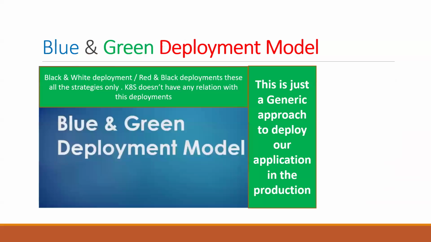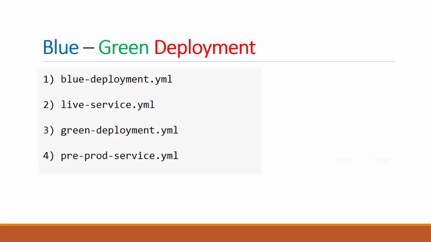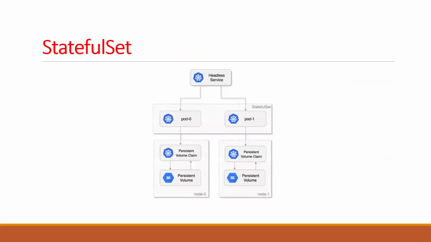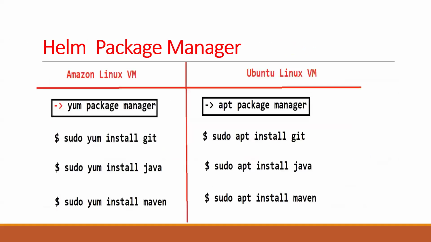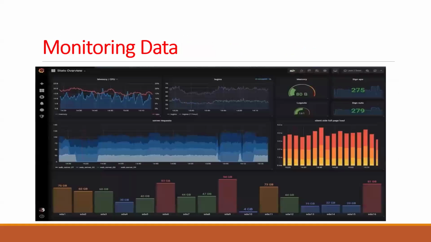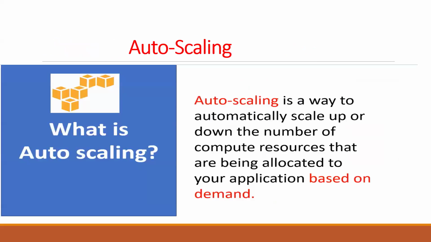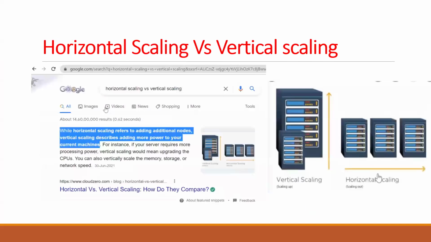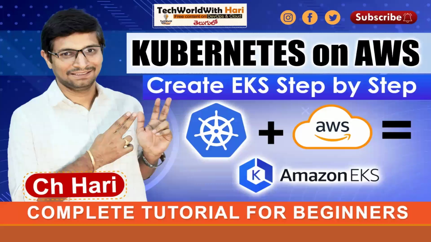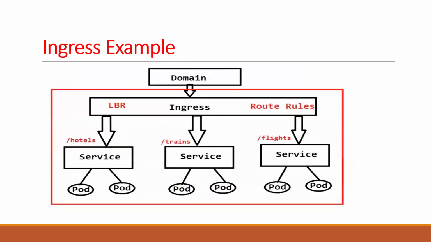What are the deployment strategies? Rolling update, recreate, blue-green deployment model. What is a blue-green deployment model? And config map, secret. We'll also discuss stateful, stateless, Helm charts. We'll discuss Prometheus, Grafana, the dashboard, ELK. We'll discuss auto scaling, ingress. We'll also discuss the limits and requests.